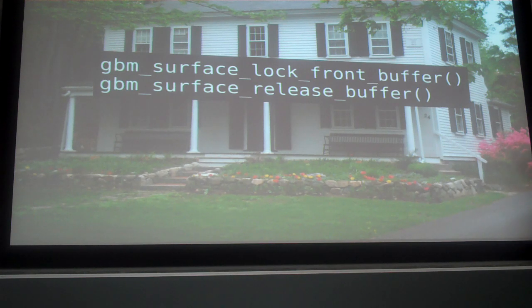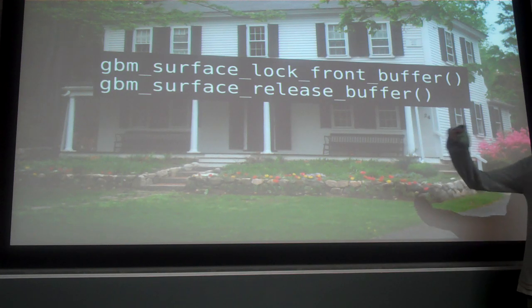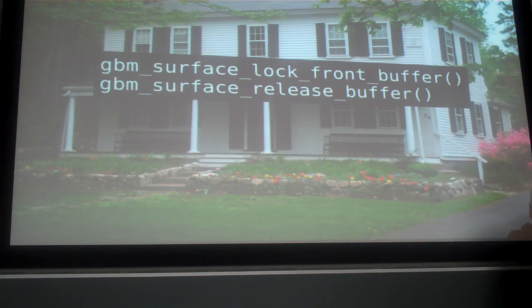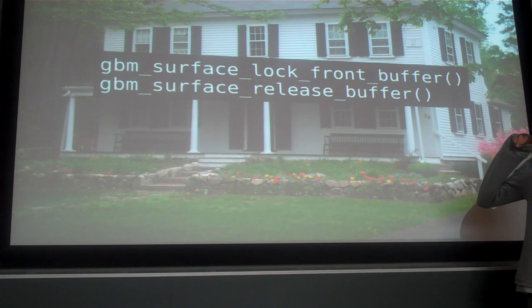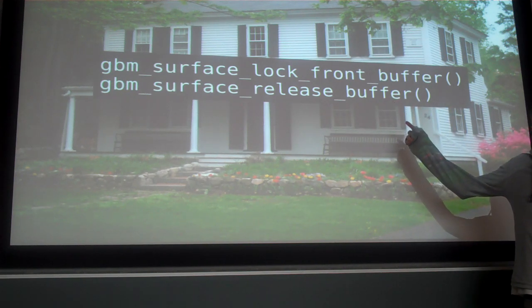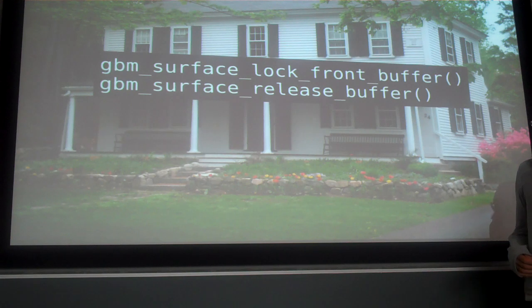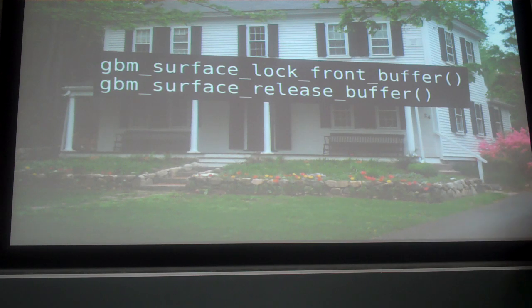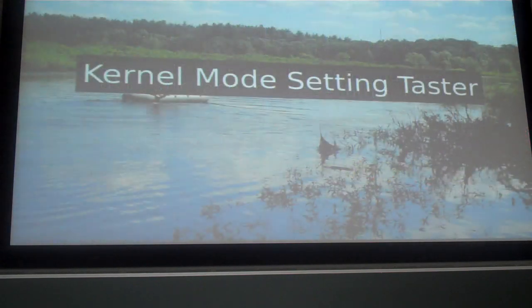When we want to present one of the buffers in the surface, we need to call gbm_surface_lock_front_buffer. That gives you a pointer to the front buffer from the surface. Then we need some way to display that, so we can use the KMS interface, which Rob will talk about in a minute. Then when we finish with the buffer, we need to release it back to the surface, so that the surface knows it can reuse that buffer as a back buffer next time you call swap buffers.